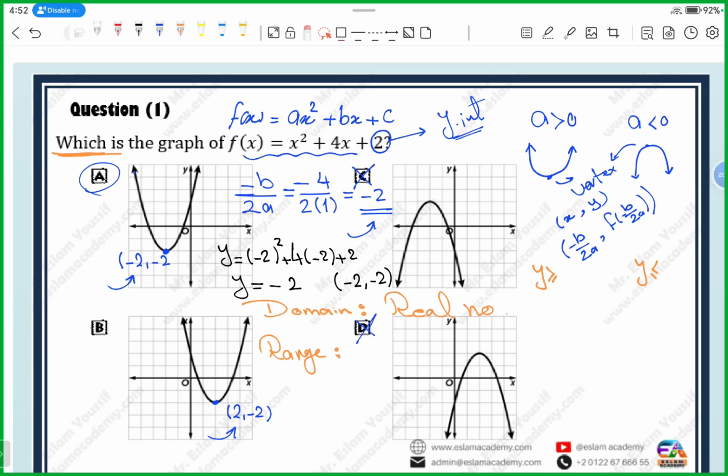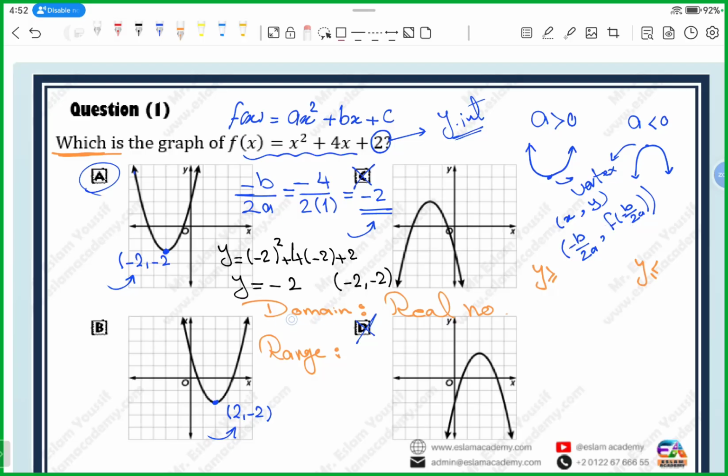We'll start again from the beginning. At first, we said when A is more than 0, it means the parabola is opening up. If A is less than 0, it means the parabola is opening down. To find the vertex, which is the coordinate of the vertex x and y, we need to find negative b over 2a and f of negative b over 2a.